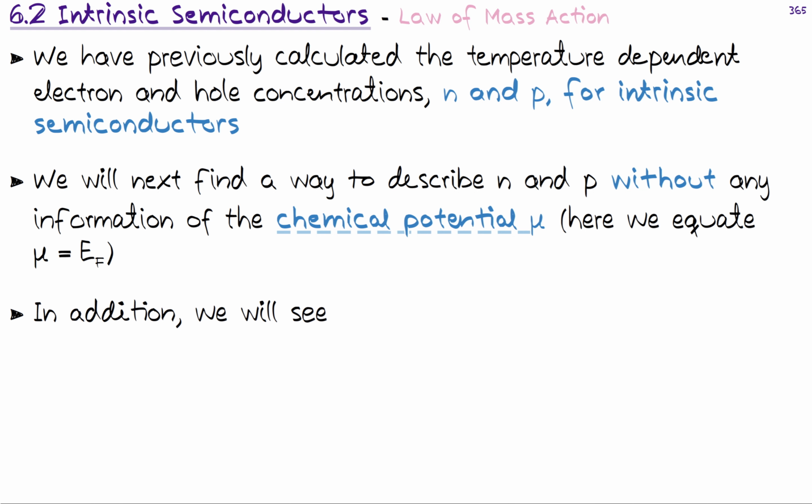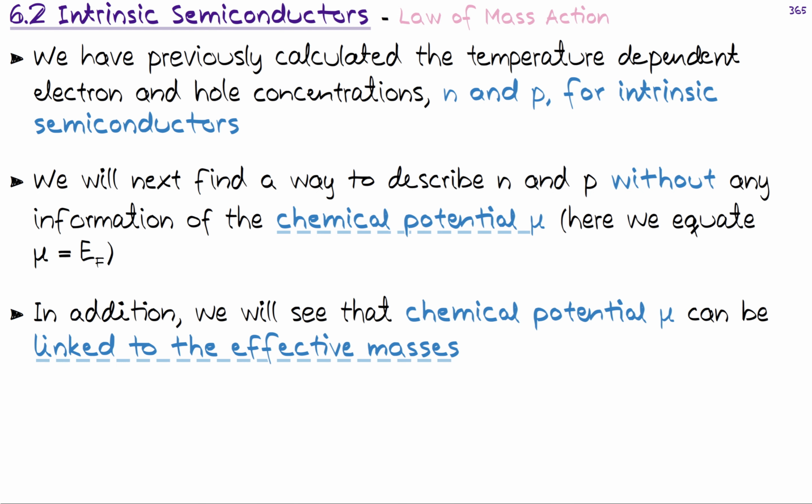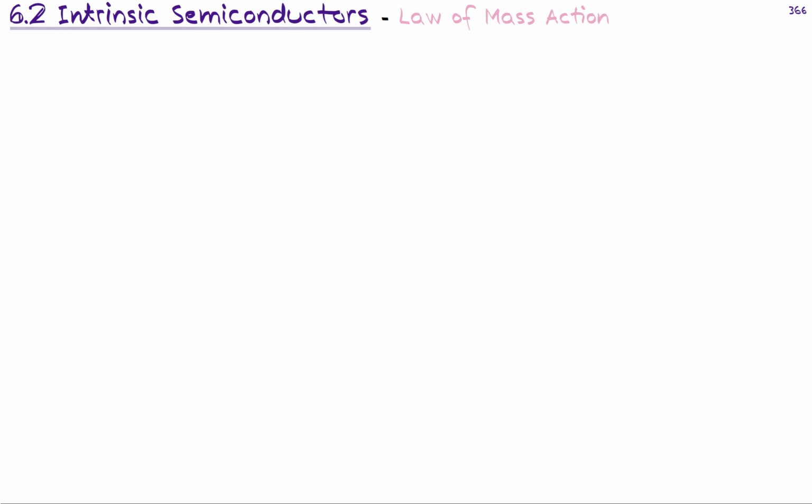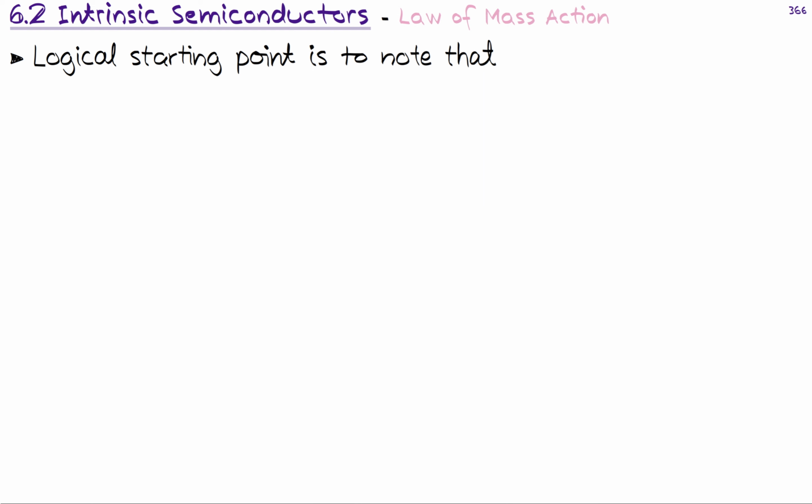And what we will also see at the end of the lecture is that this chemical potential mu can be linked to the effective masses of our electron states, so Me star, and to the effective masses of vacancy states, so Mh star. And the logical starting point for our derivation is to note that the band gap value Eg is the difference between Ec, the smallest energy value in the conduction band, and Ev, the largest energy value in the valence band. So this is of course the energy band gap that we have in the semiconductor.